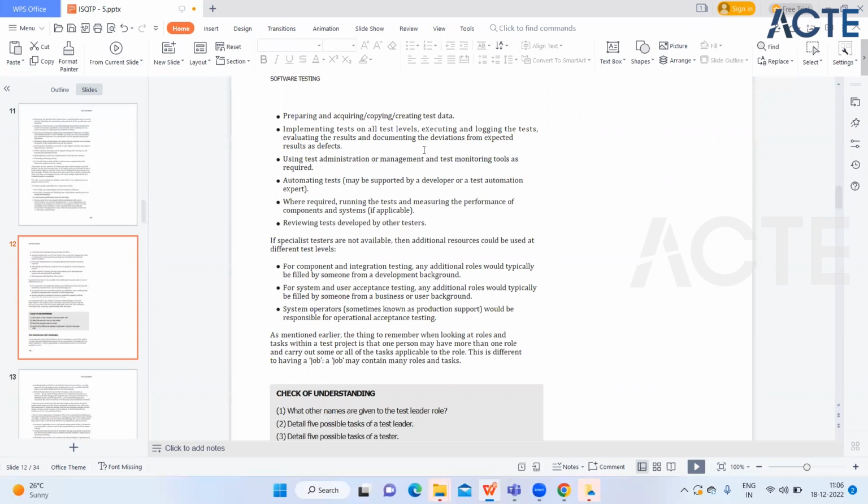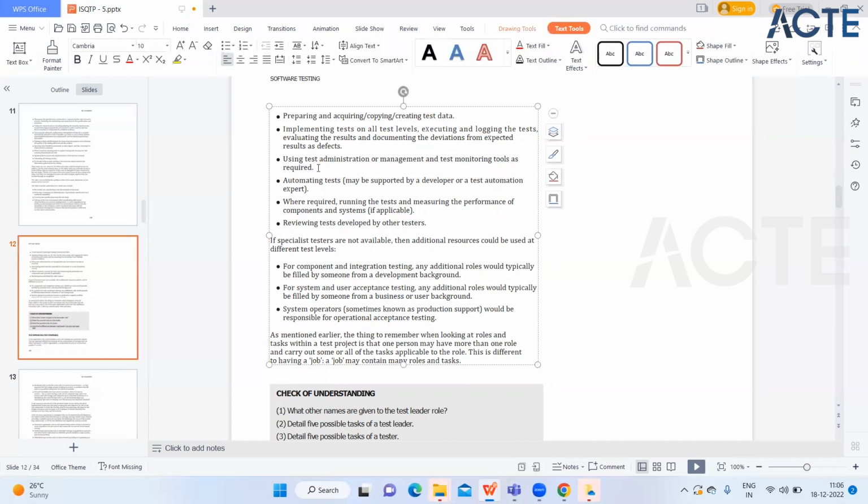Now, implementing tests on all test levels, executing, logging the test, and logging the defects as well is the responsibility of the tester. Evaluating the result and documenting the deviations from expected result as defects. Using test administration or management and test monitoring tools as required.